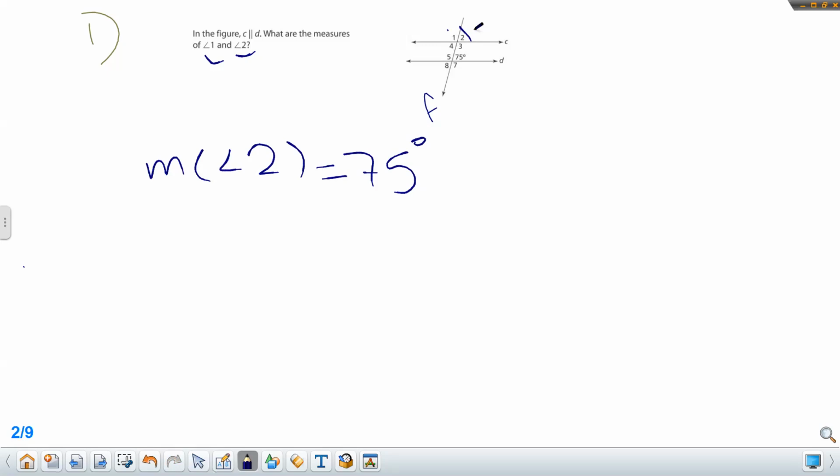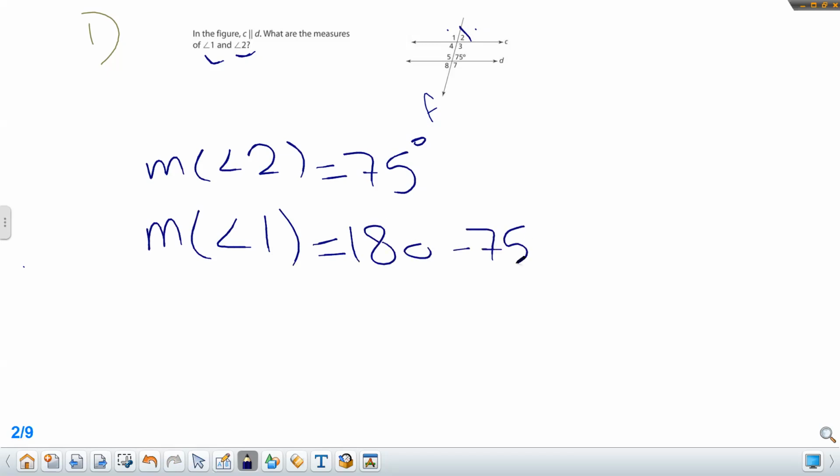Angle 1. What's the relation between 1 and 2? Yes, they are on the same straight line, so the sum of their measures equals 180. So we can find that by 180 minus 75, which is 105. So we got angle 1 and angle 2: angle 1 of measure 105 and angle 2 of measure 75.